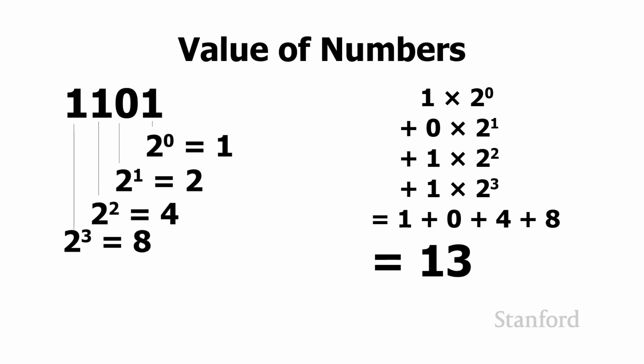In this particular case, I have 1 2 to the 0th power. I have no 2 to the 1st powers. I have 1 2 to the 2nd power, and I have 1 2 to the 3rd power. So I have 1 plus 0 plus 4 plus 8, which means that this is the equivalent of a decimal 13.